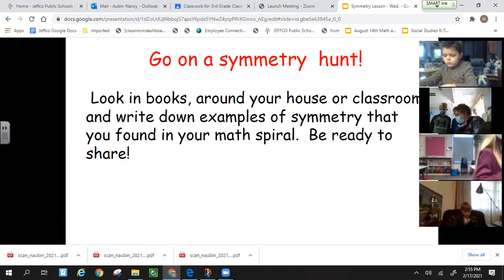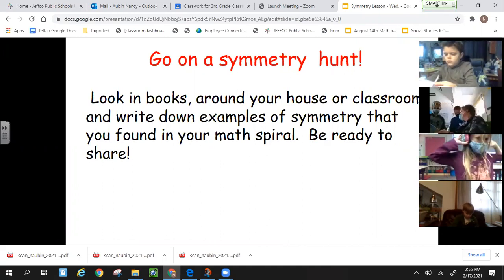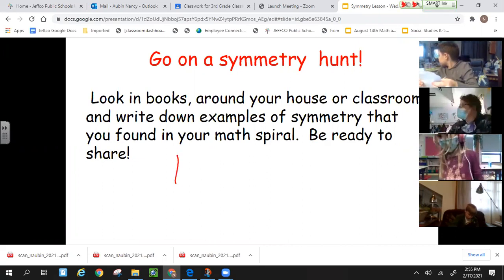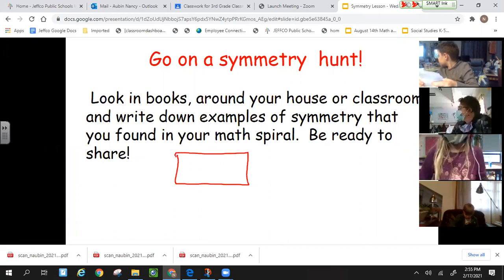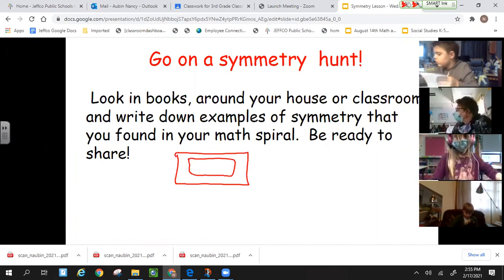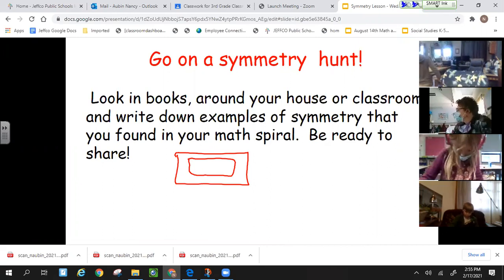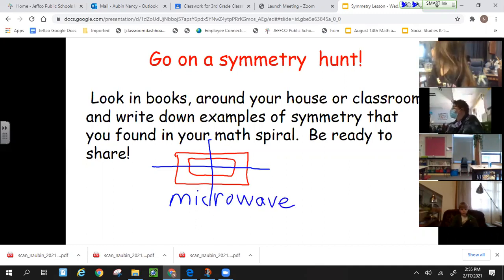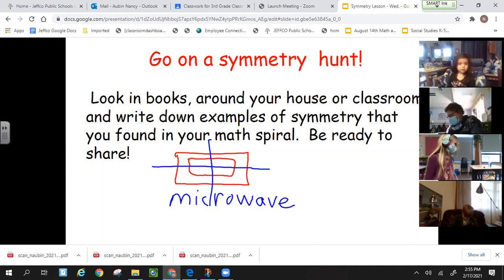So for example, I might say, I see the microwave in our classroom. So I'm going to draw a picture of the microwave, and then I'm going to draw the lines of symmetry for the microwave. You can write the word microwave, or you can just draw a picture if you know you'll remember what it is. I'm going to give you about 5 minutes and we're going to share.